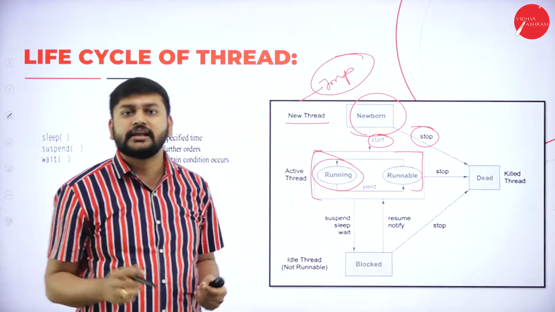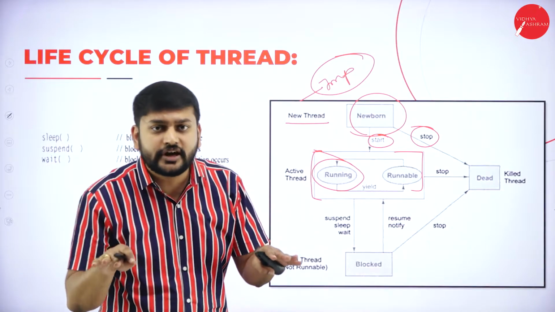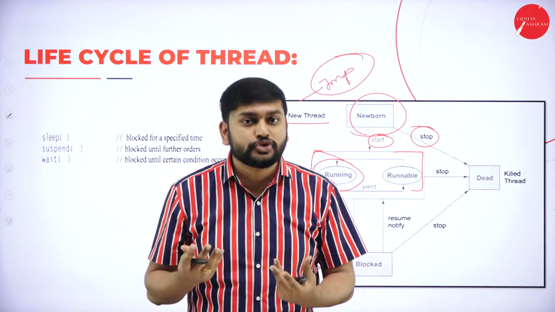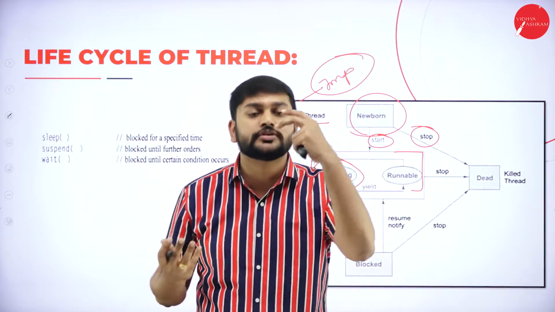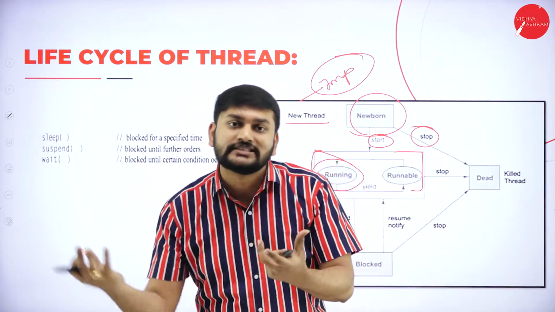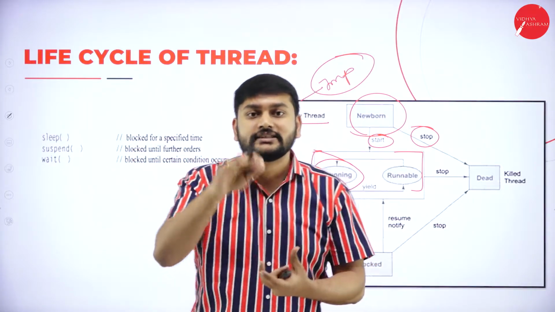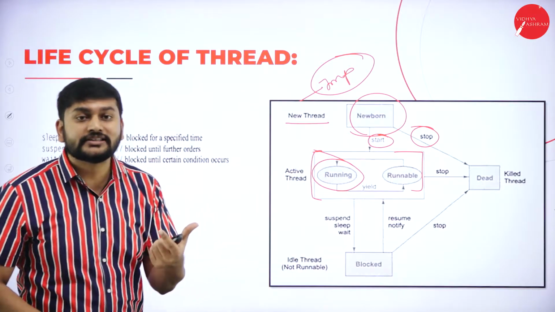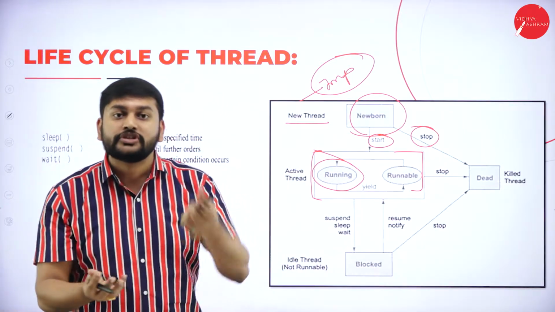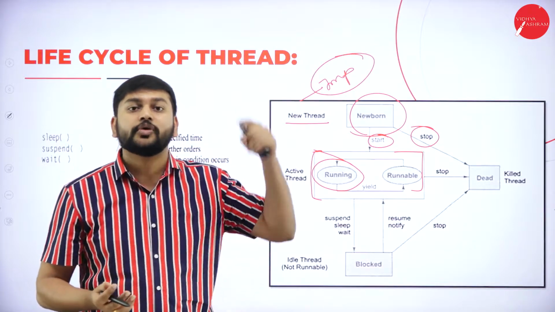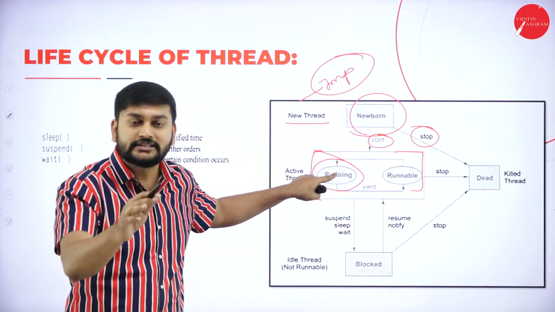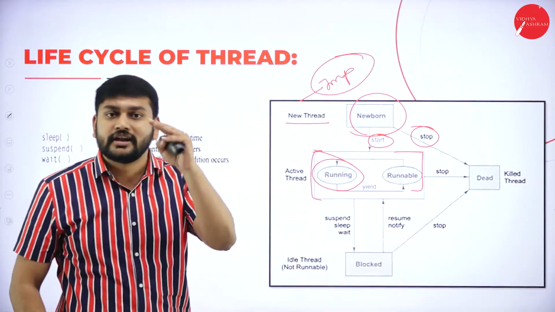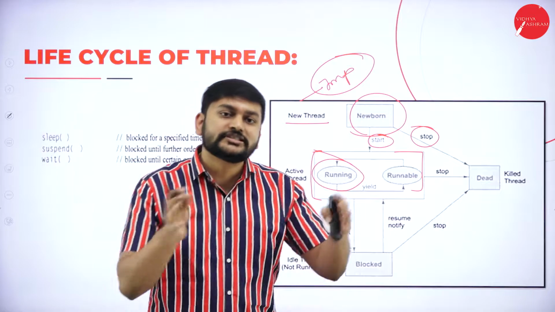What exactly is this running state? I have freshly created the thread, yes or no? Yes. Now, what is the job of the thread? I need to execute some job, right? So for that, I need to assign the job to the thread. That is what is happening in the running state. The thread which is newly created in the first state, when it comes to the second state, the running state, a job will be assigned to the thread. So a job is assigned to the thread now.